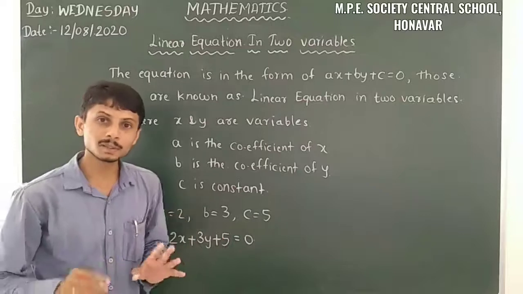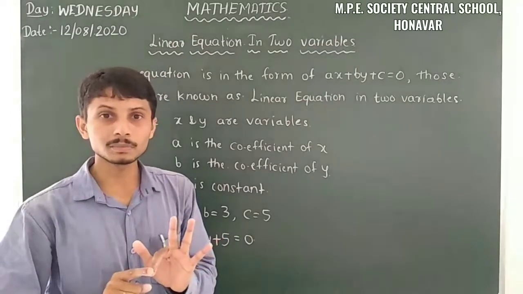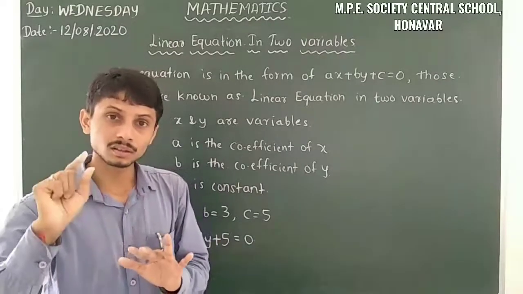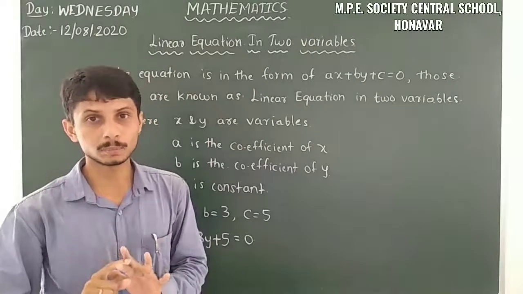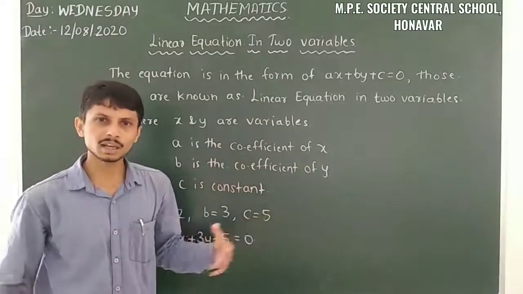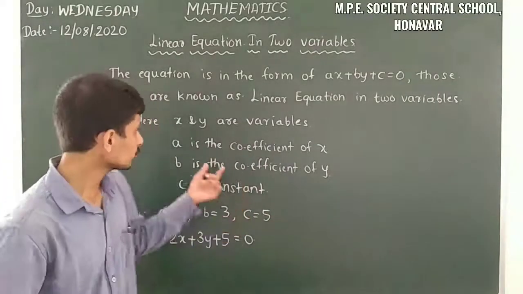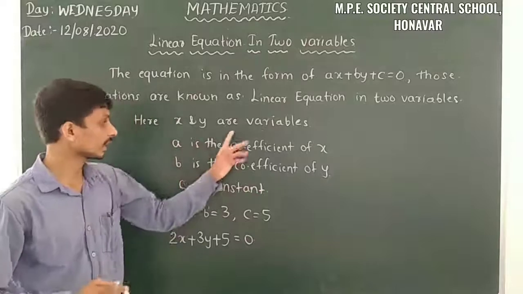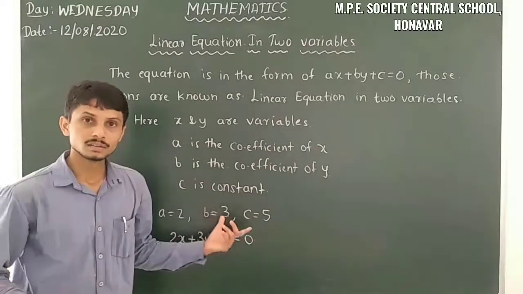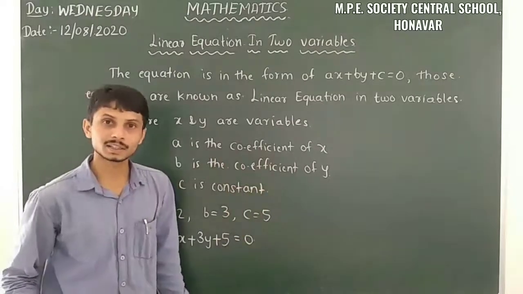So it must exhibit two conditions: the power of the leading term is 1, and the equation must contain two variables, x and y, or p or q, or a and b. You can take any one, but the variables must be two here. So x and y are the variables, and a, b and c are the coefficient of x, coefficient of y and constant term respectively.